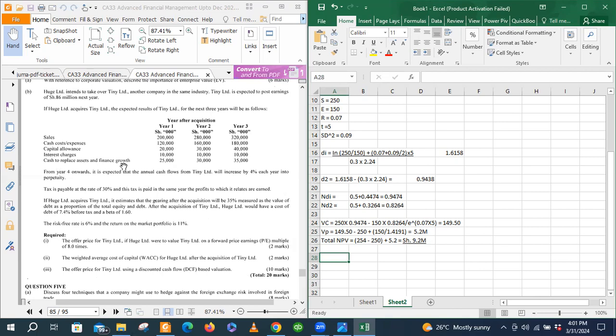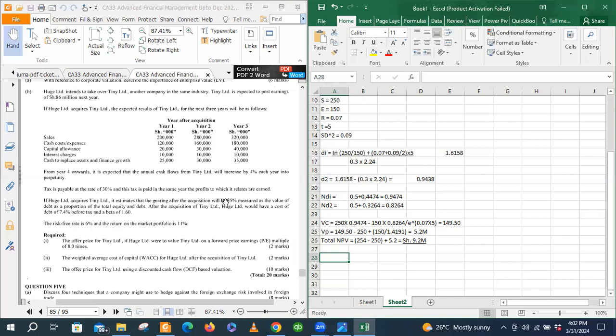Then from year 4 onwards, it's expected that the annual cash flows from Tiny Limited will increase by 4% each year into perpetuity. Tax is payable at the rate of 30% and is paid in the same year the profits to which it relates are earned. Then if Huge acquires Tiny, it estimates that the gearing after the acquisition will be 35%, measured as the value of debt as a proportion of total equity and debt. So meaning debt will be 35, equity will be the difference, 65.